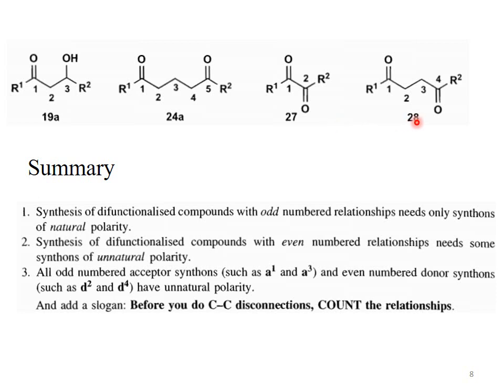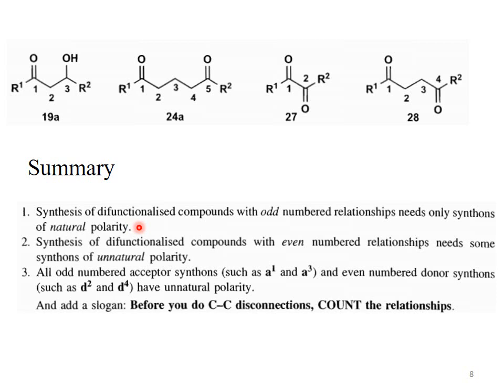See compound number 28, it is possessing a 1,4 relationship. It means compounds 27 and 28 both are diketones, and both possess an even numbered relationship between the two functional groups, while compounds 19A and 24A both possess an odd numbered relationship between the two functional groups.